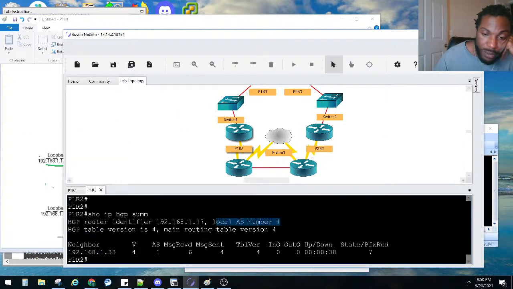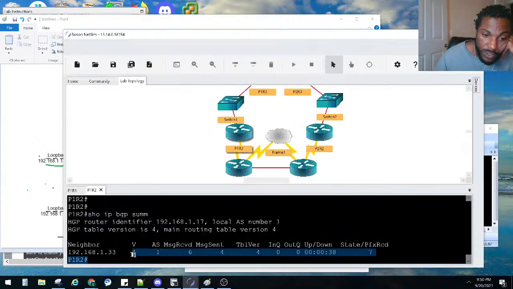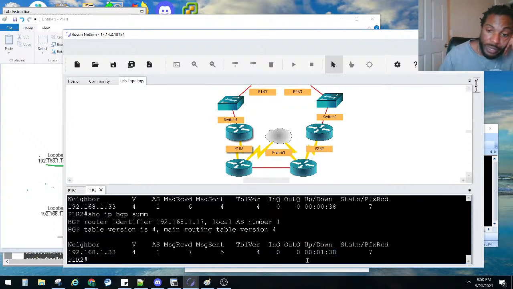The local AS number, which is 1. BGP table version is 4. Main routing table is 4. Then we have the neighbor 1.33. Who's that? That is this guy right here. What else? The table version number, the AS number, how many prefixes we received, I believe. This is table version number. I think this is queuing. How long it's been up. We refresh real quick, we'll see it's been up for 1 minute and 30 seconds. And then prefixes we received and sent.